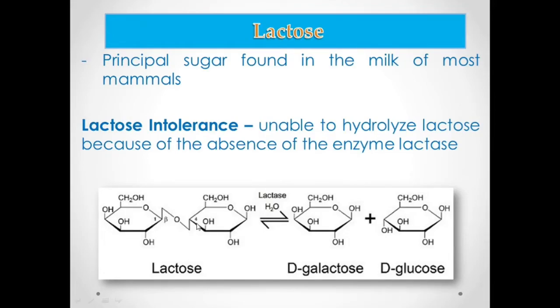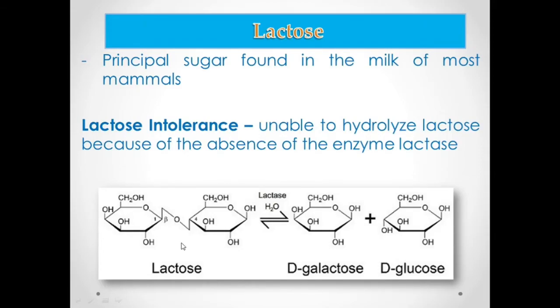You cannot hydrolyze lactose to form D-galactose and D-glucose because you lack the enzyme, or there is an absence of the enzyme lactase in your stomach. So that is what we call lactose intolerance. You don't have the enzyme lactase, and therefore you cannot hydrolyze lactose to form D-galactose and D-glucose.